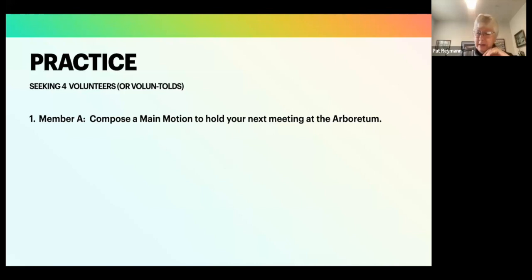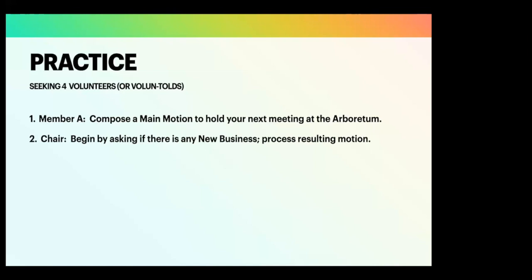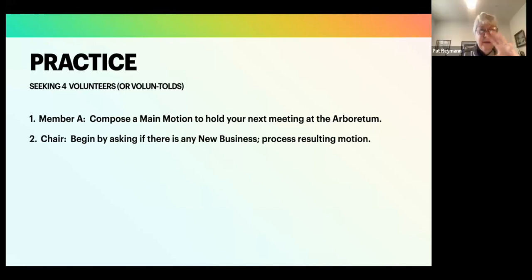That's convenient. All right. I need a chair. And the chair will begin the process by asking, is there any new business? And then Anne will come up and ask for recognition. I don't know if you're going to be able to see each other, but we'll pretend that you have received recognition, even if it's not really possible to do that. And then the chair will process the resulting motion, excuse me. So who will be chair?